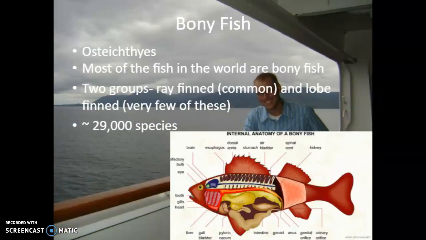Your bony fish, also called Osteichthyes, are the most common fish in the world. There are 2 main groups of those: the ray-finned fish, those are very common, they're what you think of when you think of a fish, and the lobe-finned fish, and there are not very many of those. So when you think of fish, you're probably thinking of ray-finned fish in the Osteichthyes group. And there are about 29,000 species.